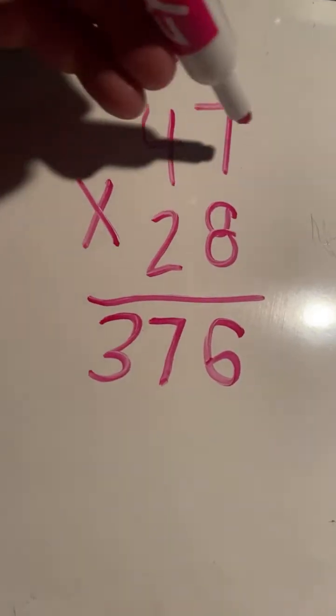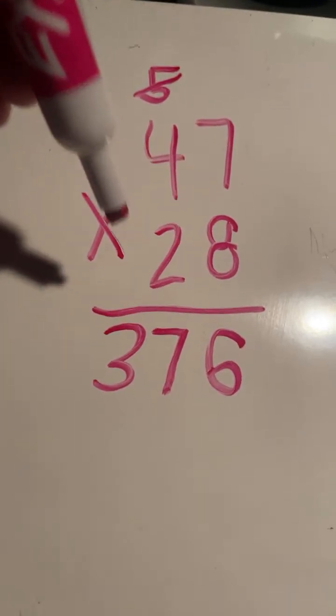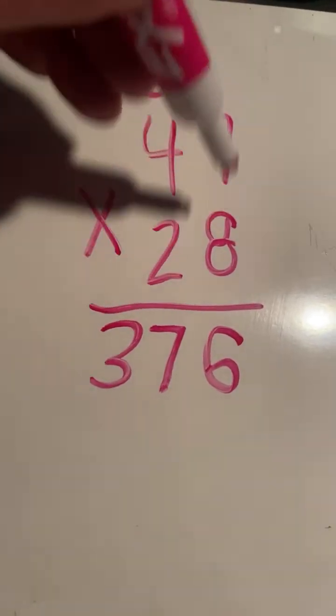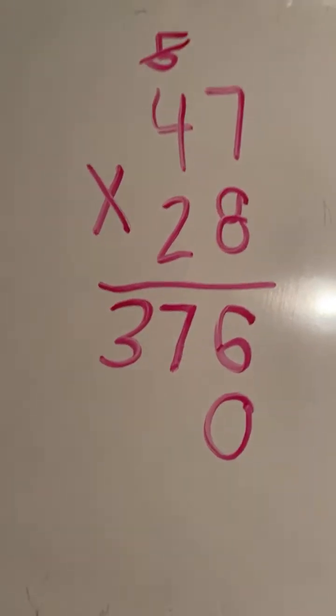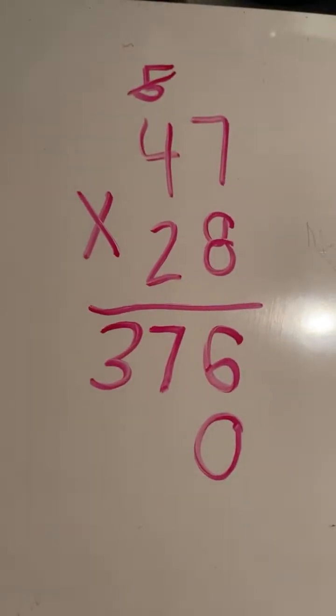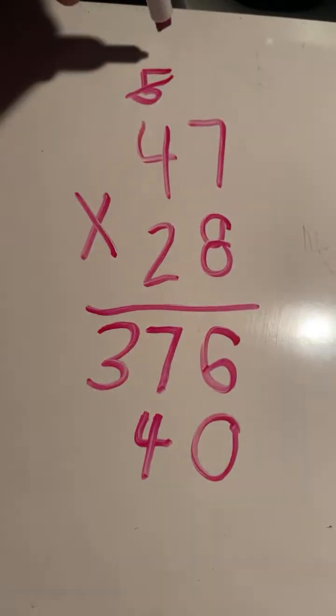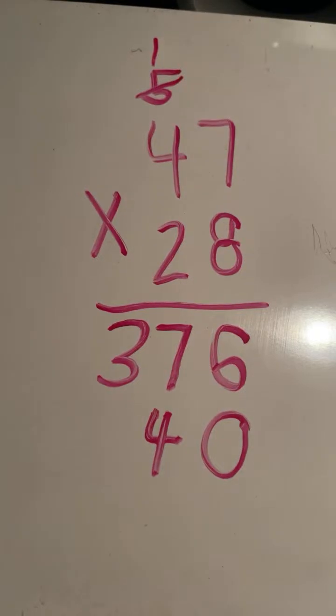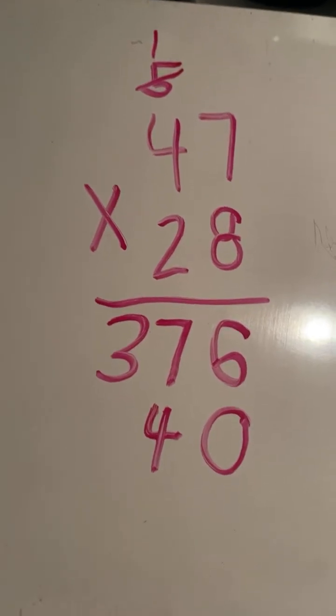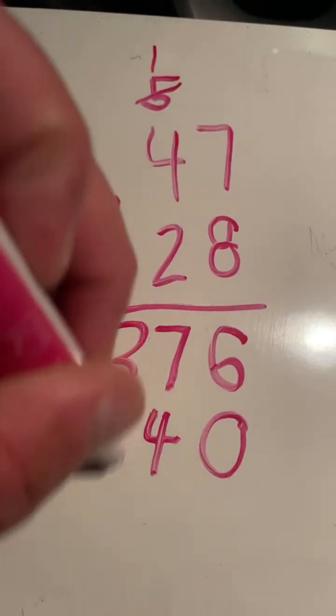Next, we multiply the top 2 digits times the bottom digit in the tens place. Since we've already multiplied both numbers in the ones place, we're putting a 0 in the ones place. 7 times 2 equals 14. 4, carry the 1.